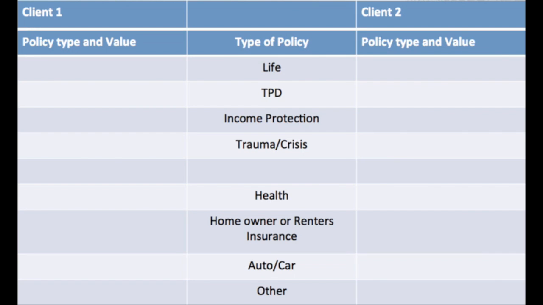Next part's risk management. What have you got to manage the risks in your life? This is personal insurance like life insurance, total and permanent disablement, income protection, crisis or trauma insurance, but also your health insurance and your home and contents and car insurance, and any other insurance that you might have, list in these various different columns through here.